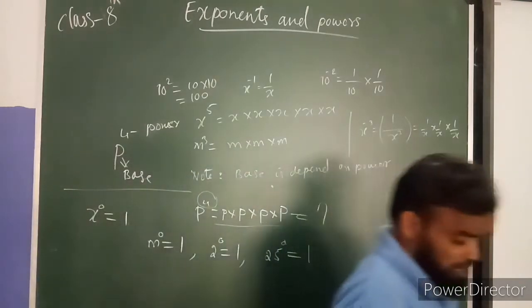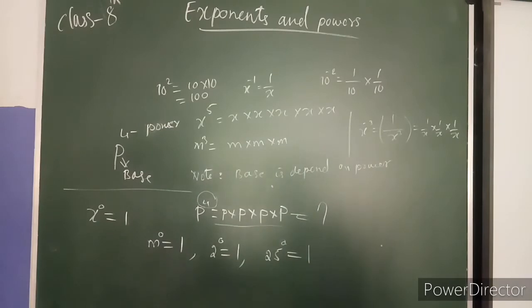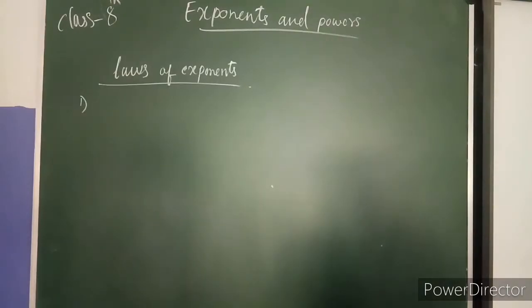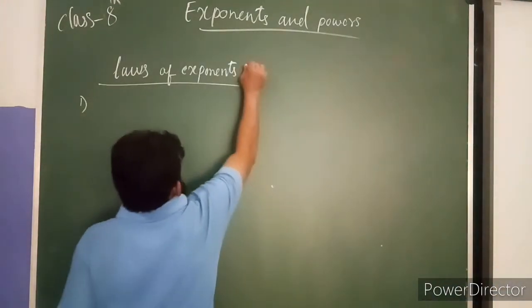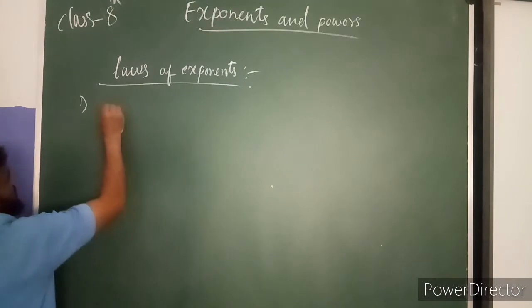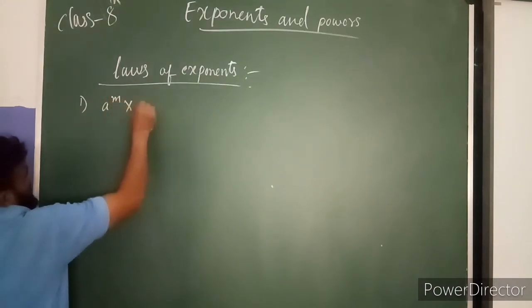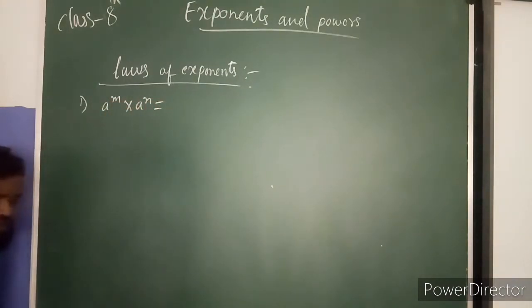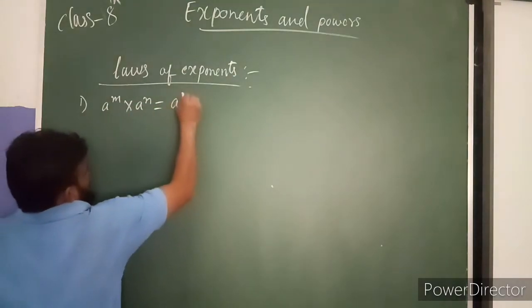So, next I will start with that. First I would like to explain the laws of exponents. Laws means rules or formulas that you have to consider. First law of exponents is a to the power of m into a to the power of n. We can read it like that.